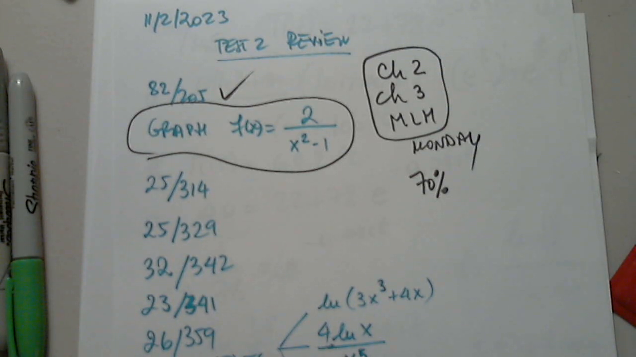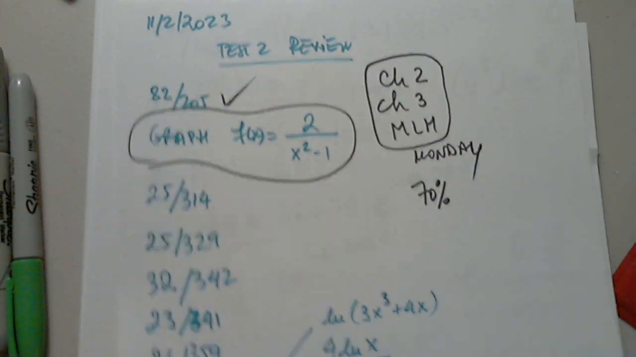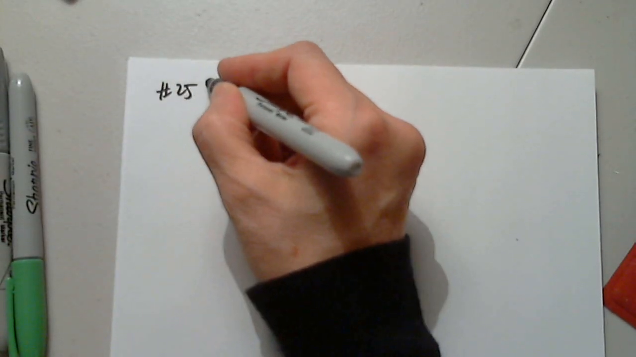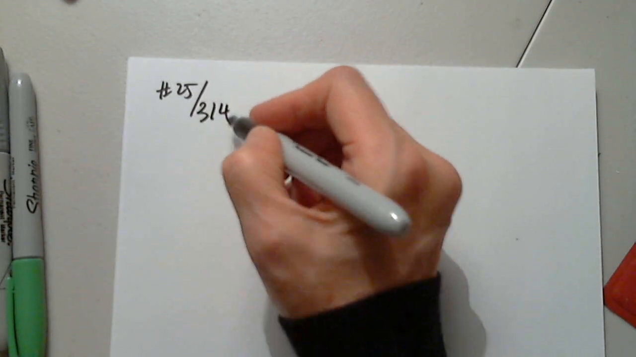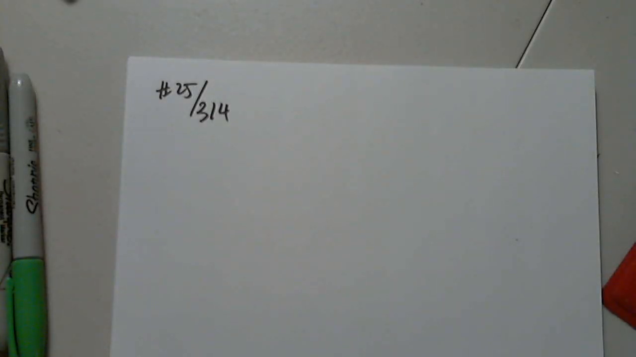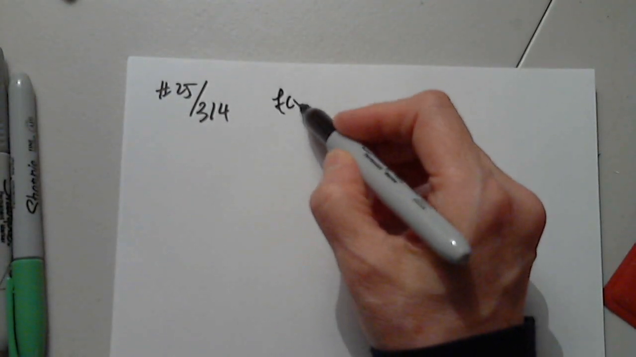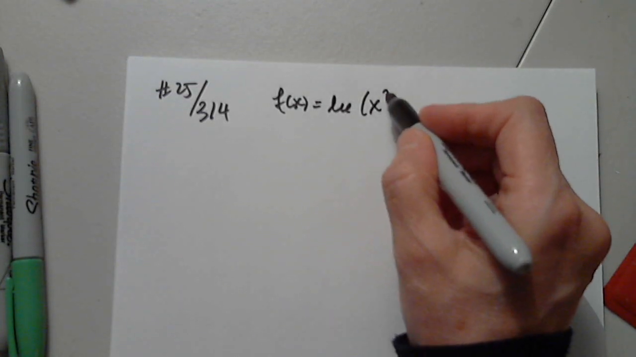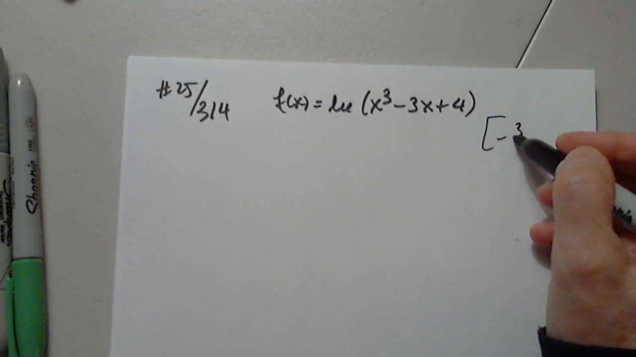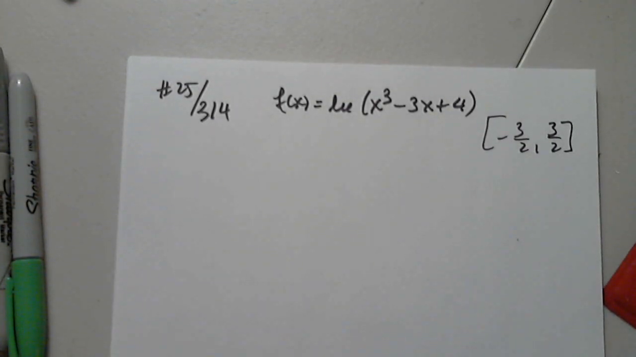We're asked to determine the absolute max and absolute min. So again, this is another example in which we have to use this table. But not the whole thing, much less. So let me copy 25. And that's on page 314. So in 25 we have f of x equals natural log of x to the third minus 3x plus 4. The interval given to us is negative 3/2, comma 3/2. Good.